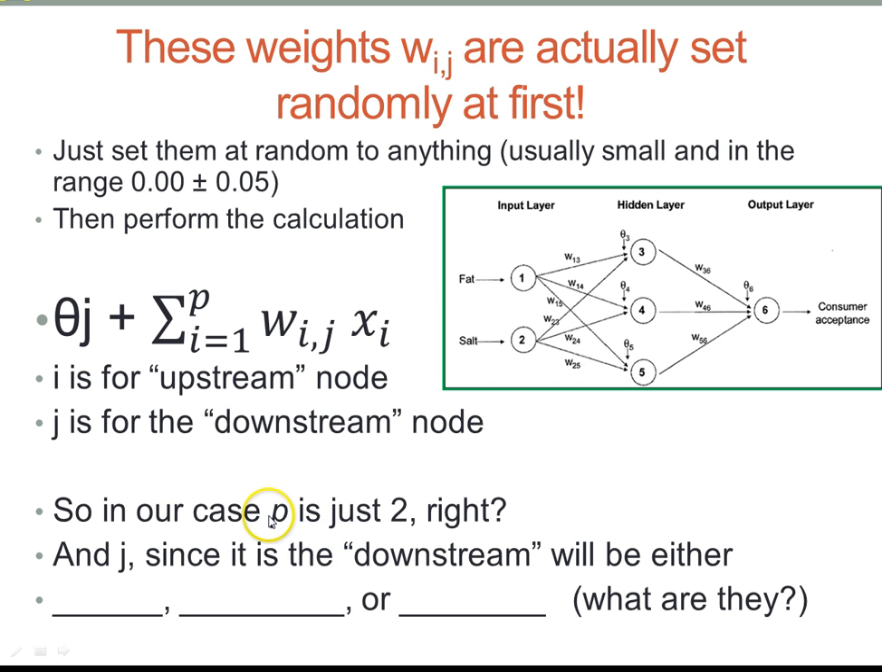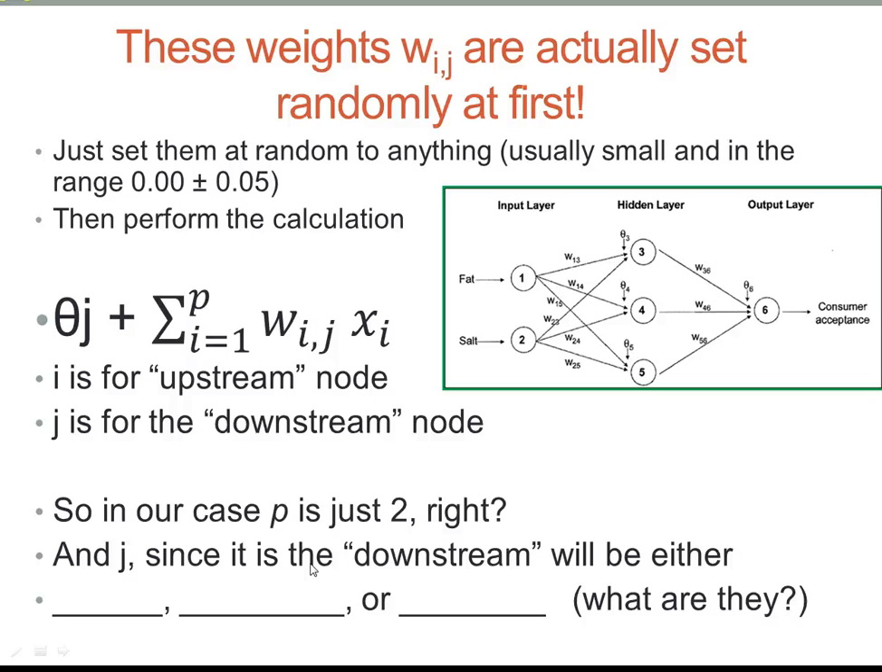So in our case, p is just 2. And since j, being the downstream node, will be either... So what will it be? By the way, what do we mean by upstream and downstream? If you're swimming in a river, and the river is going this way, then if you're over here, are you downstream or upstream?